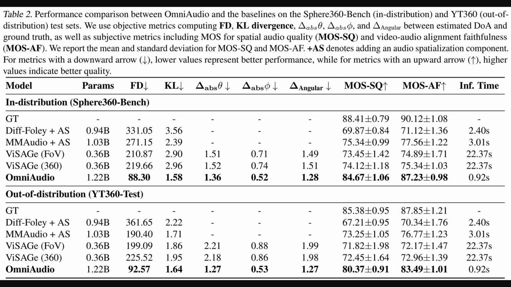Alright, so after all that complex pre-training and fine-tuning, the big question is, how well does it actually work? Well, this table lays out the results, and they're pretty clear. It compares OmniAudio against other models, both on the Sphere 360 dataset it was trained on, and on a different one it has never seen before. The table uses several metrics, like Frechet distance and KL divergence, which measure audio quality, and delta angular, which measures the error in the sound's direction. For all of those, a lower number is better, and OmniAudio, shown in bold, wins across the board.